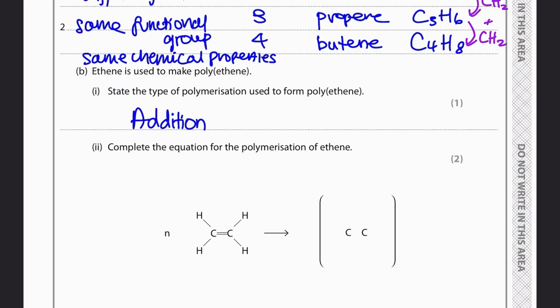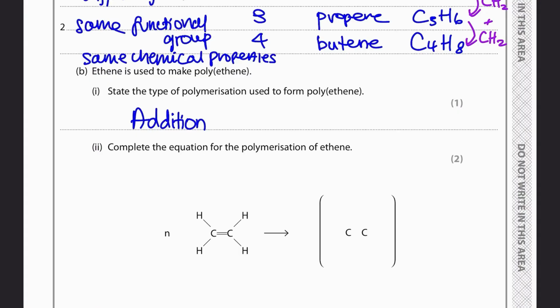It just opens up this double bond, and then it's got 2 hands that have opened up that can go on to grab onto new things as they undergo this addition reaction. And that helps us answer the next question, which is complete the equation for the polymerization of ethene.